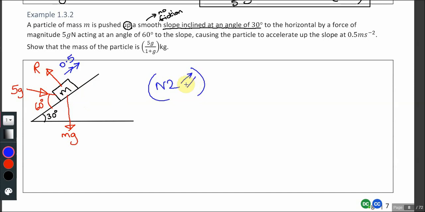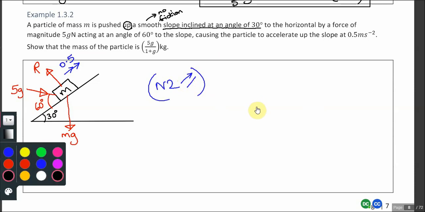Therefore, the only unknown will be m. That means that's all we need to do: resolve parallel to the slope. That'll give us an equation where the only unknown is m, so we can rearrange it and find m. So here we go, let's do that, resolving parallel to the slope and up the slope.